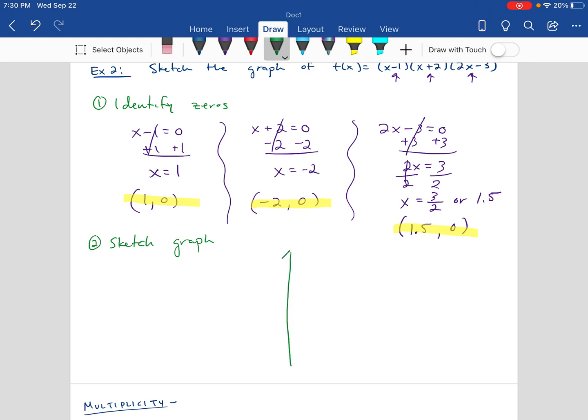Okay, so here's my graph. Again, it is not going to be perfect. Okay, so I know that I have points at (1, 0), (-2, 0), and (1.5, 0), which is right between 1 and 2. And then go ahead and draw your cubic. And I'm done.